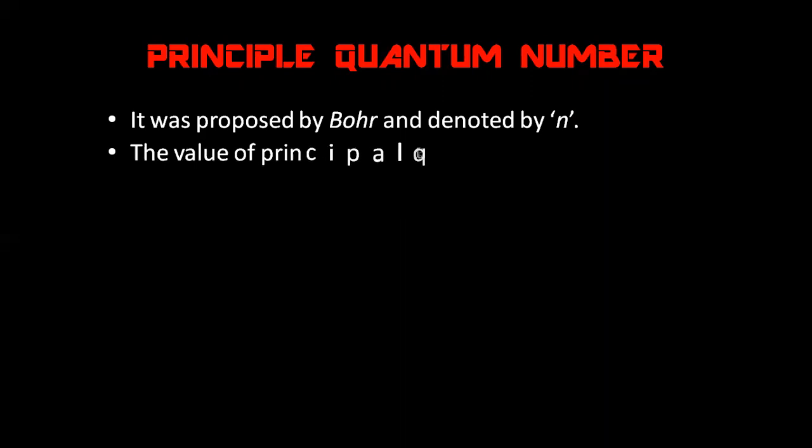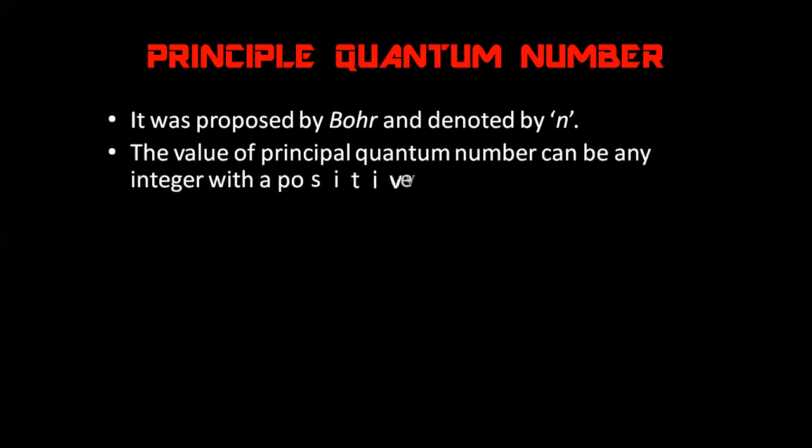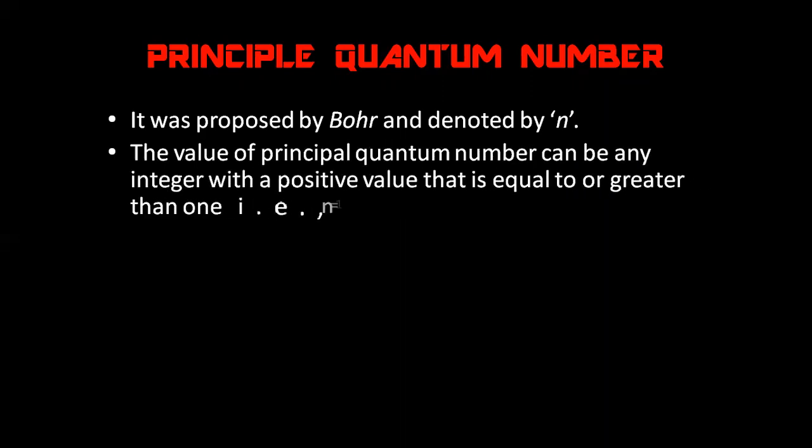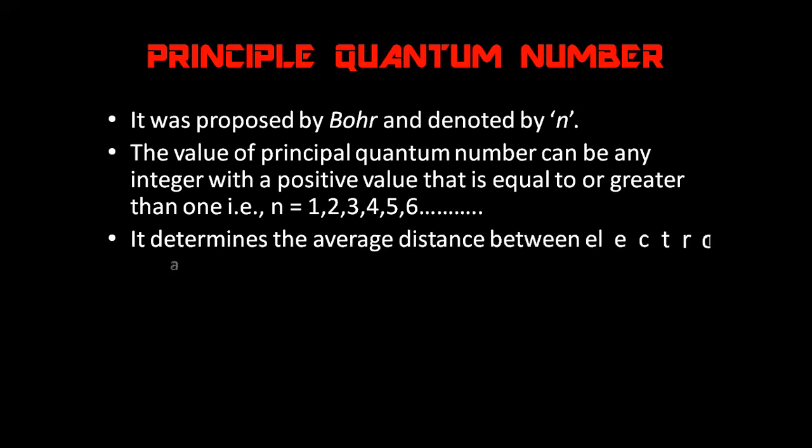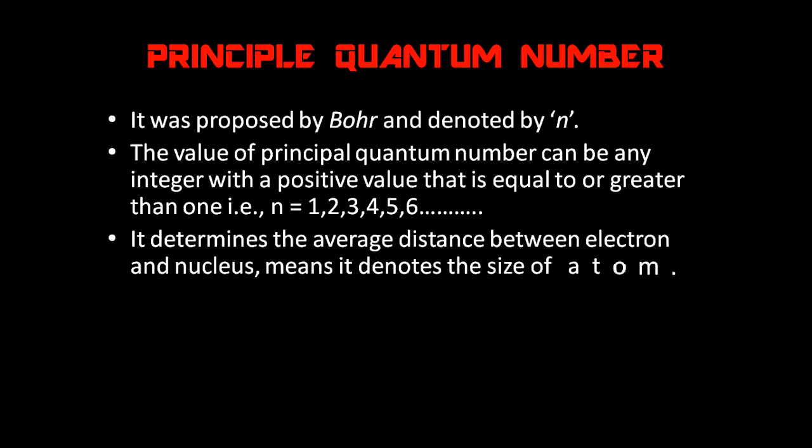The value of the principal quantum number can be any positive integer equal to or greater than 1. So it can be 1, 2, 3, 4, and it can just go on. It determines the average distance between the electron and the nucleus, which means it denotes the size of an atom. So the importance of the principal quantum number is that it gives us the size of an atom.